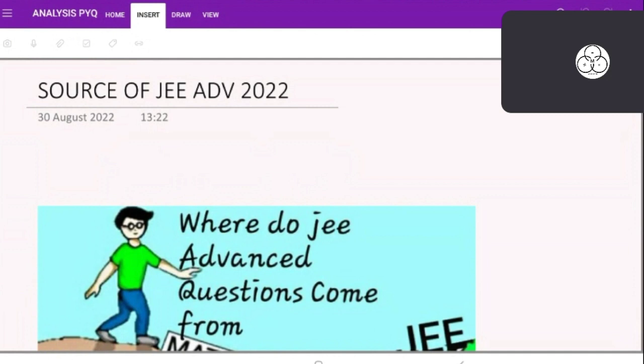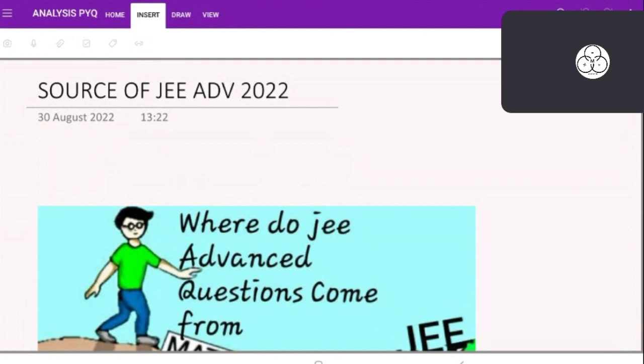JEE paper. Neither are we going for an analysis of what percentage of questions were asked from calculus, 30%, what percent of questions were asked from coordinate geometry, what percent of questions were asked from complex numbers, like this. What were the differences between the papers of 2019, 2020, 2021, 2022? There are a lot of differences.